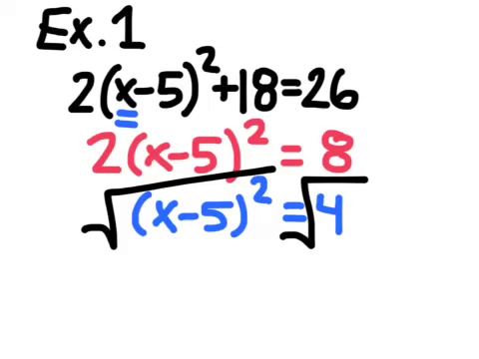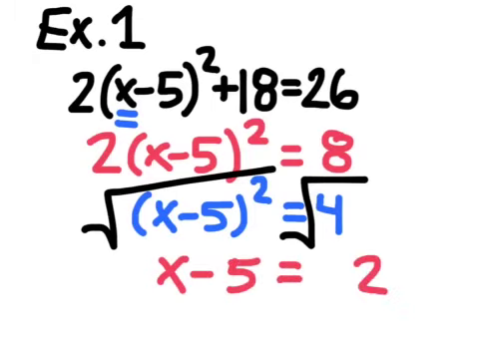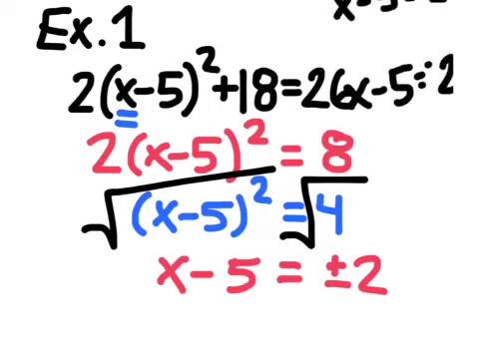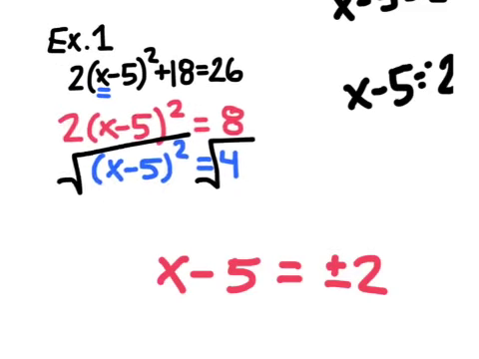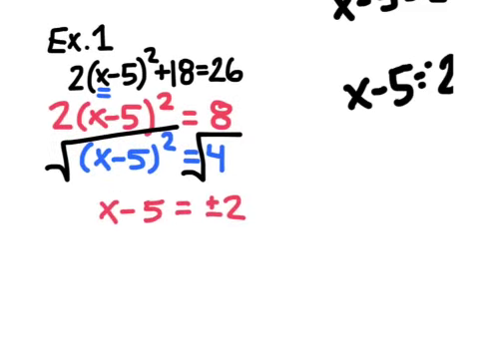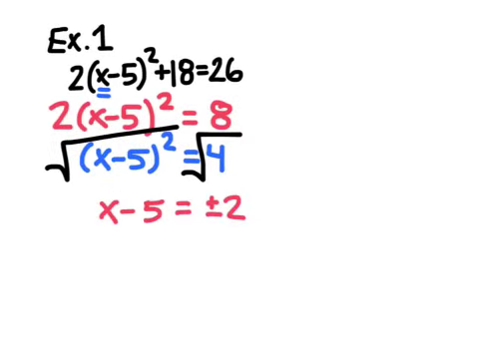The square rooting will undo the squaring, so we're just left with x minus 5. And then the square root of 4 is 2, but we have to consider a positive 2 or a negative 2 because when we square both of those, positive 2 or negative 2, we would arrive at a positive 4. Let me make this a little bit smaller here, and get rid of that.